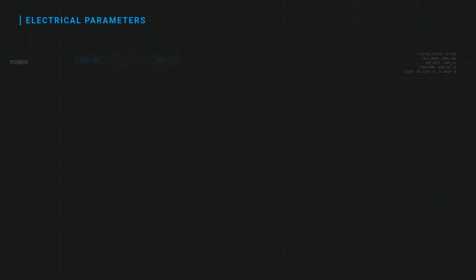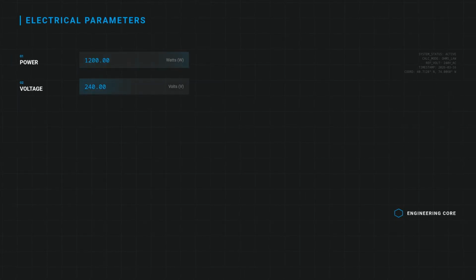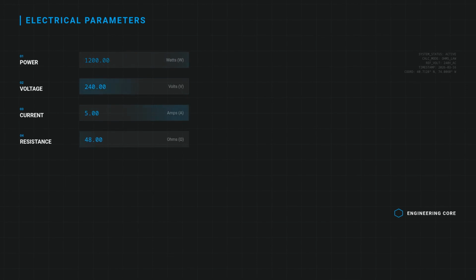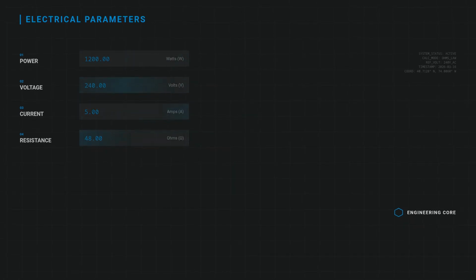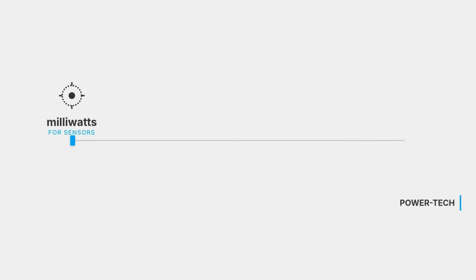The calculator has 4 input fields representing the core electrical parameters. Power, measured in watts, represents the rate of energy transfer in your circuit. For typical applications, you'll see values from milliwatts for sensors up to several kilowatts for industrial motors.